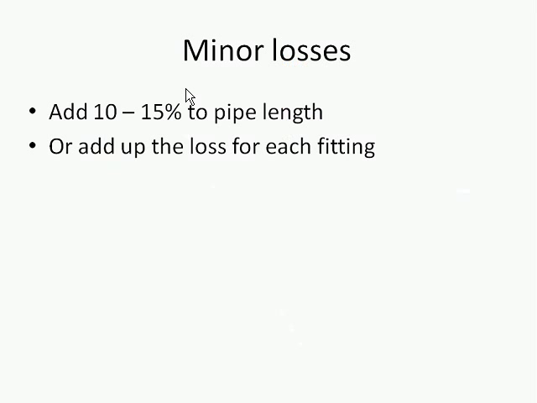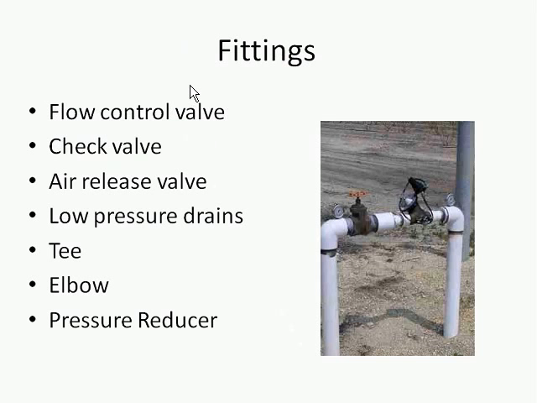The other way to do it is to actually add up the loss for each and every fitting, which means you take into account every flow valve, every check valve, every release valve, low pressure drains, T's, elbows, pressure reducers. You count all those up because each one of those is going to cause a pressure change.